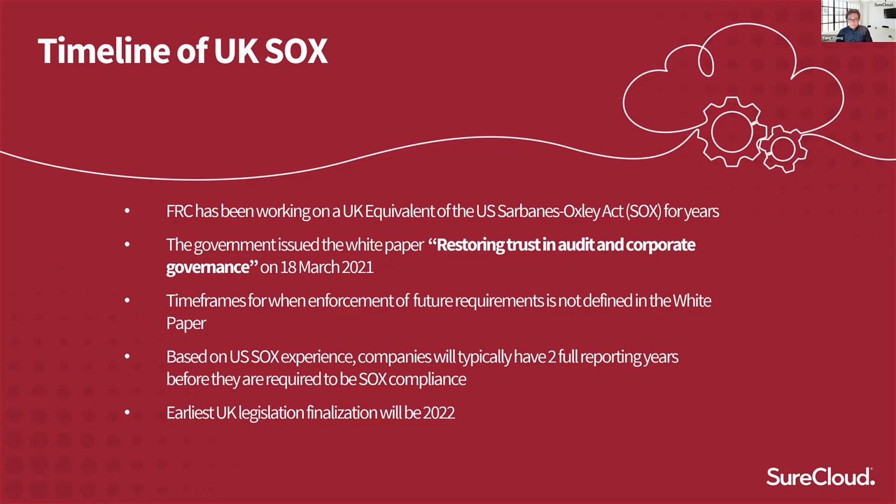It hasn't been made into law yet. Timeline-wise, the earliest it can become UK legislation is 2022. However, that may not be realistic considering we're already halfway through the year. So it might be a 2023 scenario where this new SOX-like legislation will be finalized and put into law in the UK. What does that mean for business in the UK then? Well, from a timeline perspective, if we use the US SOX as an example, the companies that were listed were given a 2-year window to prepare themselves to be SOX compliant.